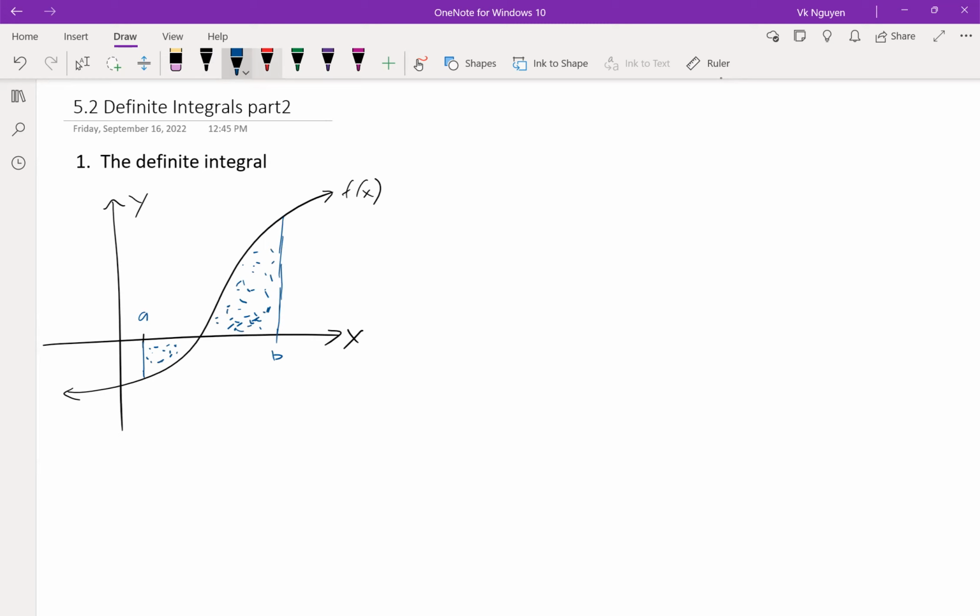Then we can use the Riemann sum. Limit as n goes to infinity, summation i equals 1 to n of the area of a sample rectangle. Let's take a look at this sample rectangle here. We have the width is delta x, the length f(xi). Okay.